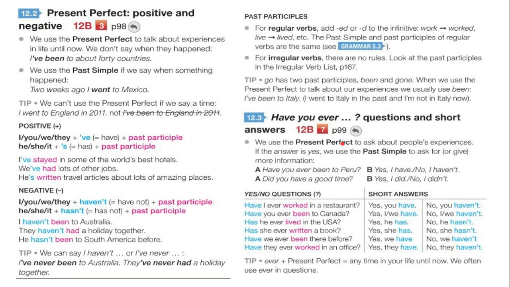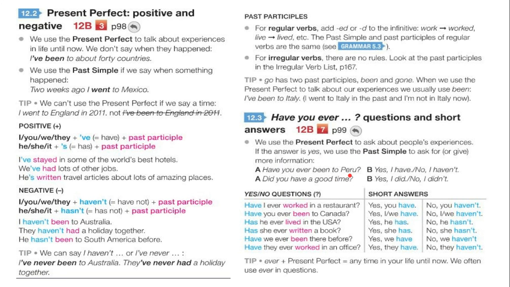If we want to make emphasis for at least knowing that this person has an experience, we say, have you ever? Have you ever been to Thailand? Have you ever been to Mexico? We say, have you ever been? So we use present perfect to ask about people's experiences. And in past simple, we ask the follow up question for more information.